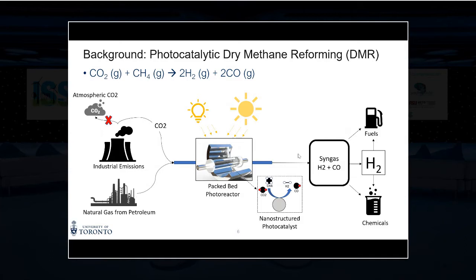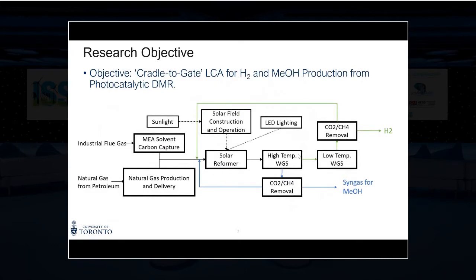So specifically, my research is focused on performing a cradle-to-gate LCA for hydrogen and methanol production from photocatalytic dry methane reforming. It addresses the gap in that there is no LCA work currently being conducted to assess this technology at commercial scale. And it'll be important to perform this type of work to ensure that you're looking at the entire GHG emissions and environmental impacts associated with the whole life cycle of the process, rather than just the apparent kind of promise of the technology when you see that it can use carbon capture as well as light energy.